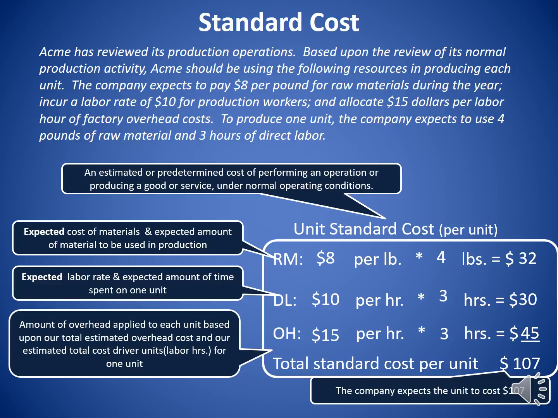of production. So we add all the costs together, the $32, the $30, and the $45, and we come up to a total standard cost of $107. So we expect the cost of this unit to be $107 under normal operating conditions.